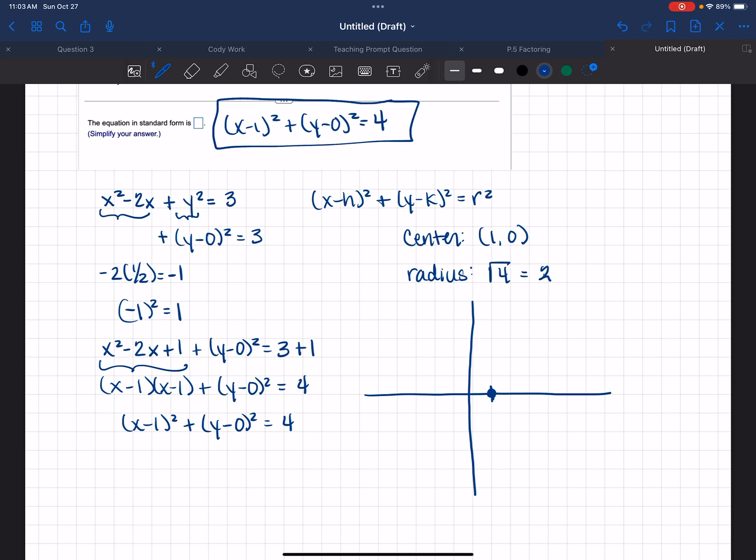And we're graphing, so I'm at 1, 0. I'm going to go up 2 from the center. I'm going to go right 2 from the center, down 2 from the center, and left 2 from the center. And then we connect those together. Okay?